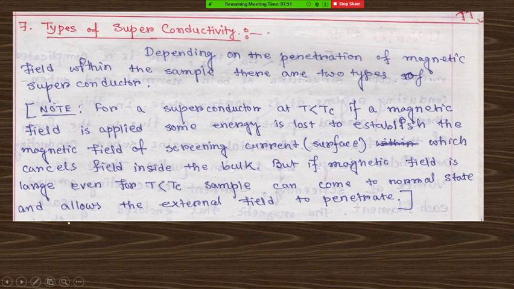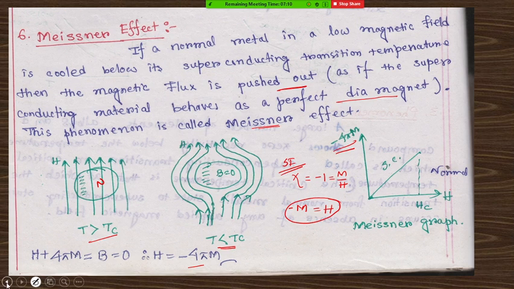This is the detail of the type 1 superconductor, which says that depending on the penetration of the magnetic field within the sample, there are two types. For a superconductor at T less than TC, that is, the temperature below the critical temperature, if a magnetic field is applied, some energy is lost to establish the screening current, that is the surface current, which cancels the field inside the bulk. But if the magnetic field is large enough, the T less than TC sample can become normal state and allow the external field to penetrate.